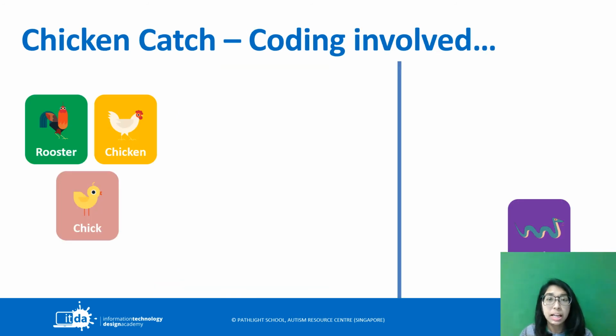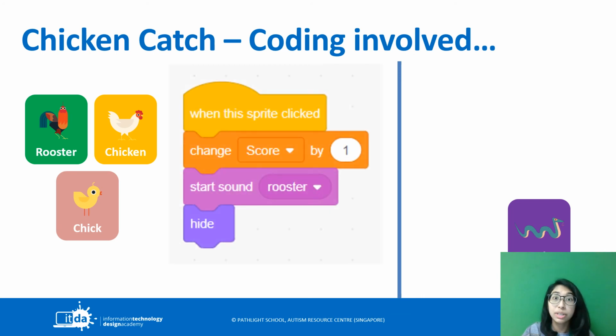Let's continue with the code. Today, the second code is different for different sprites. So this is the interaction. When you click the sprite, what happens? For the rooster, chicken, and chick, when you click the sprite, it's going to change your score by 1. So that's a +1. Start the sound. The sound effect for each sprite is going to be different, so you have to change the sound. And of course, once you click the sprite, you have to hide your sprite. It has to move to a new place. It can't stay there forever.